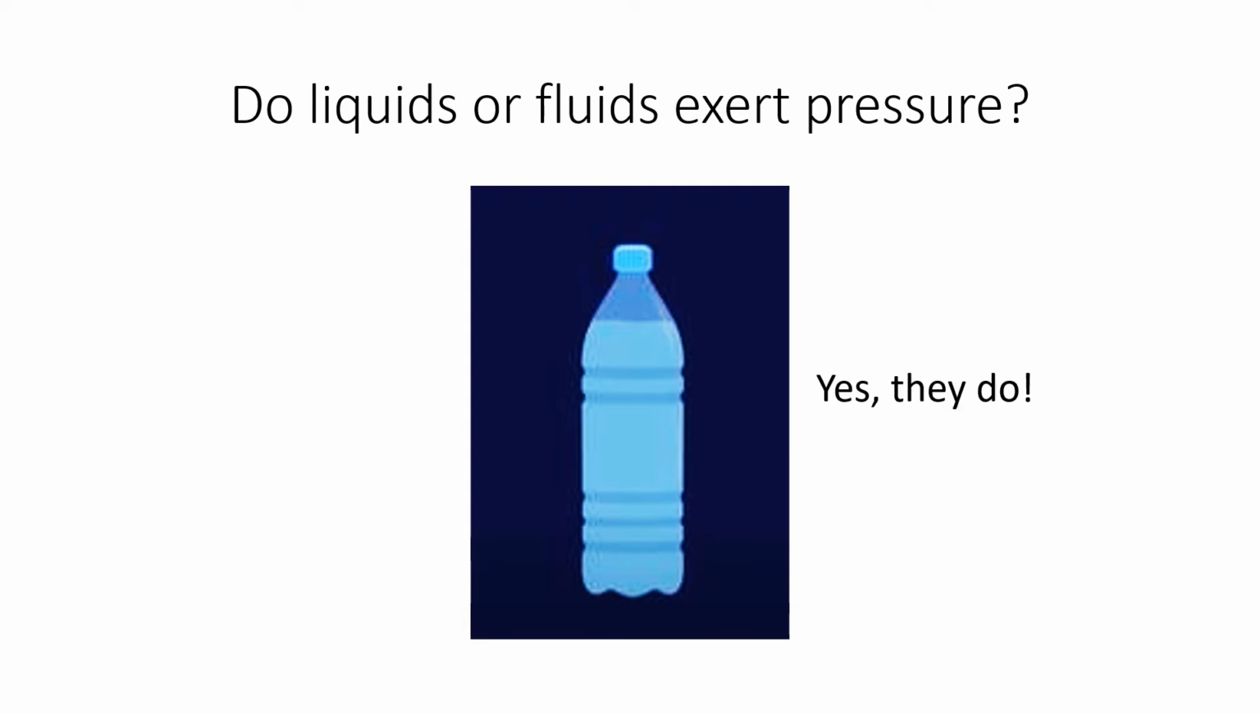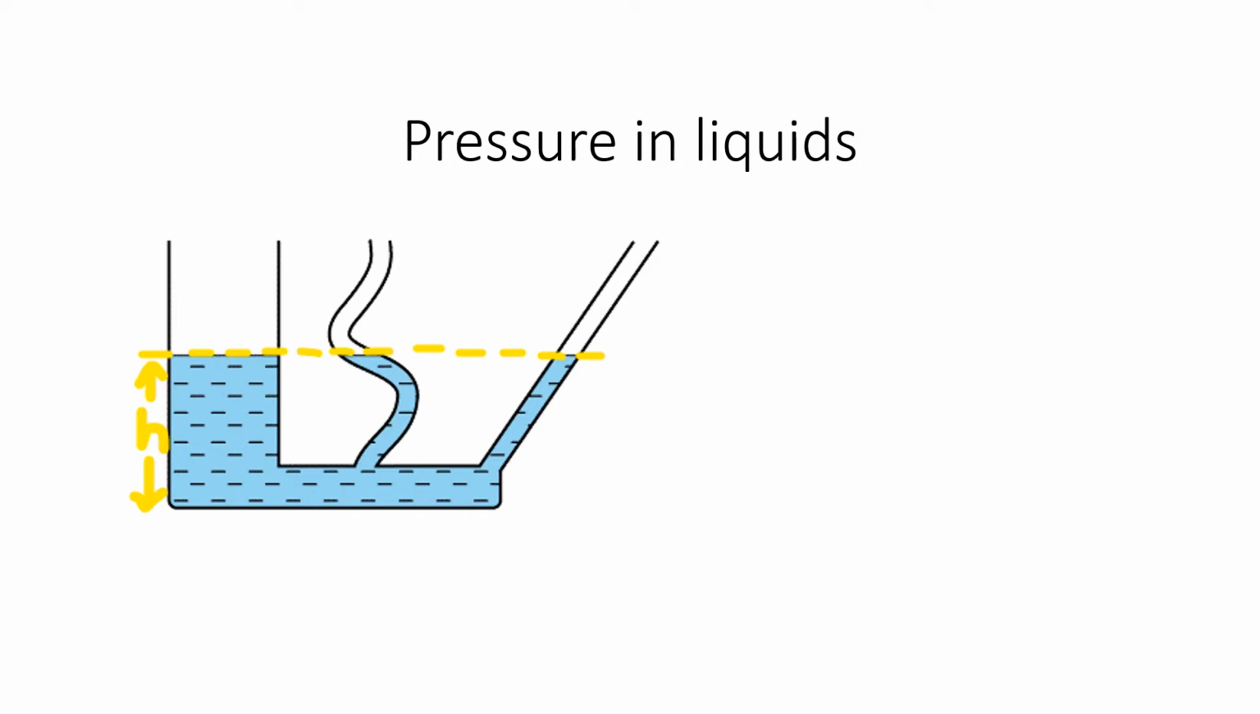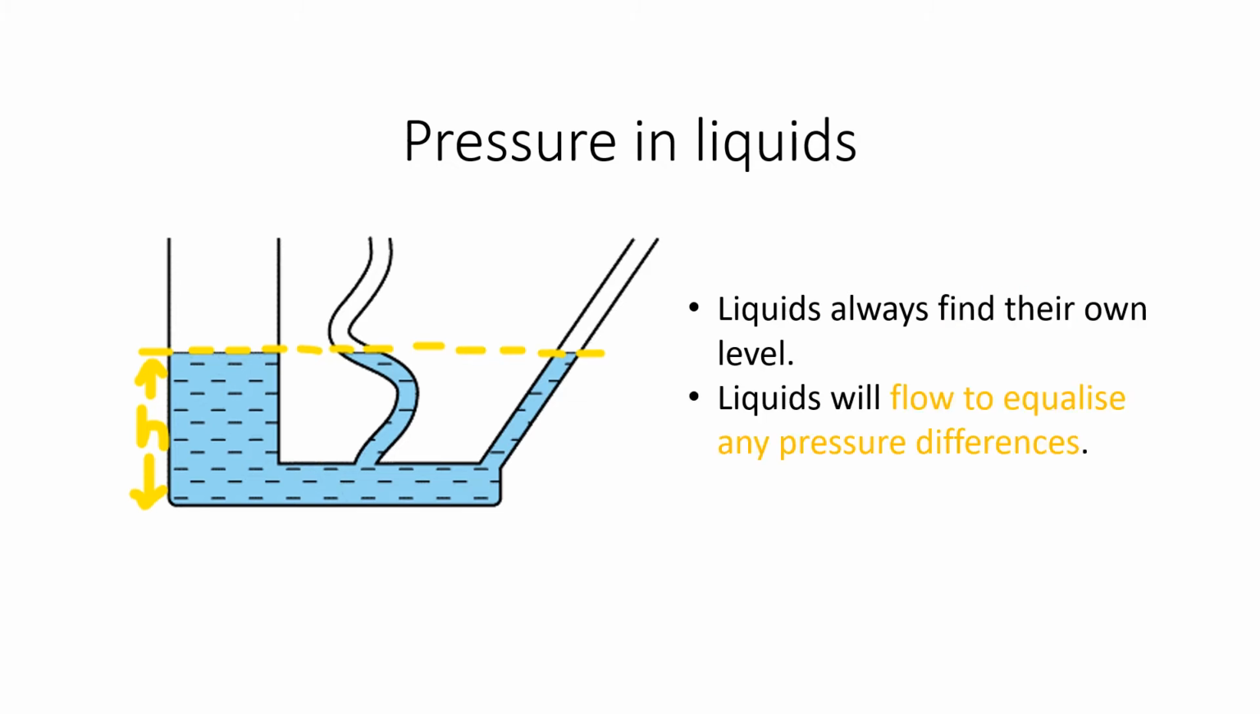Yes, they do. What is pressure in liquids? The pressure at any point in a liquid is due to the weight of liquid above the point. When a liquid such as water is poured into the Pascal vessel shown in the figure, the water in each tube rises to the same height. This shows that liquids always find their own level. At the same level or depth, the liquid pressure must be the same, otherwise liquid will flow to equalize any pressure differences.